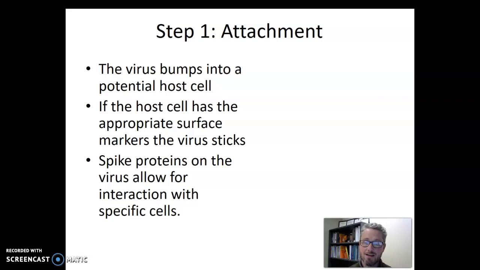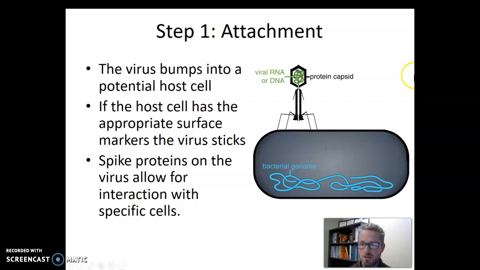Sort of like a lock and a key. The spike protein's the key, the markers on the outside of the host cell are the lock. So we get a virus sticking to the outside of a bacterial cell. Again, these spike proteins are attaching to surface markers on the host. Again, that is exactly the same in the lytic life cycle and the lysogenic life cycle.